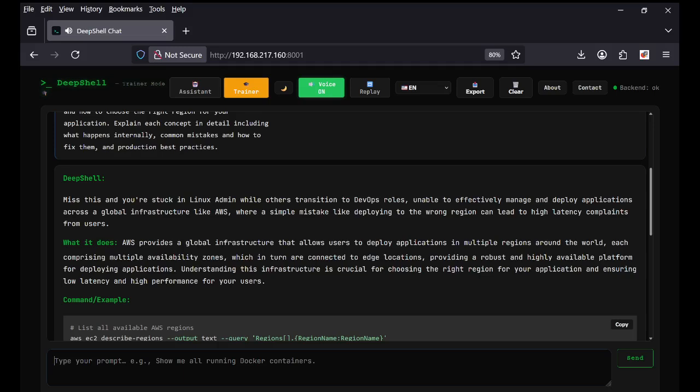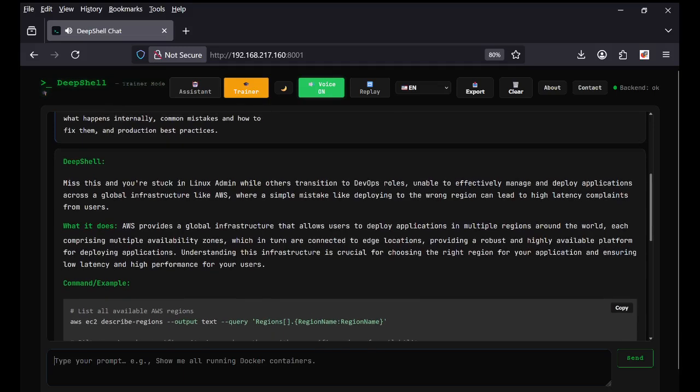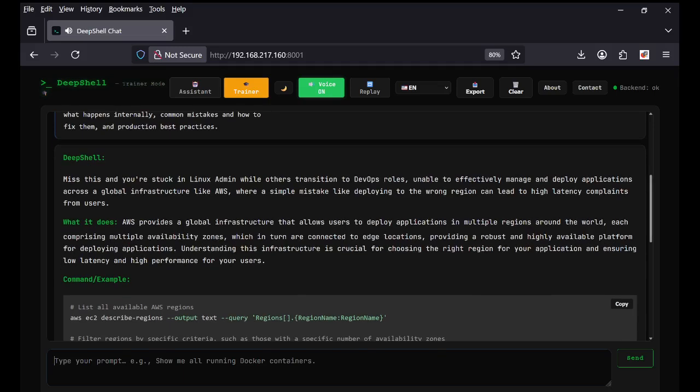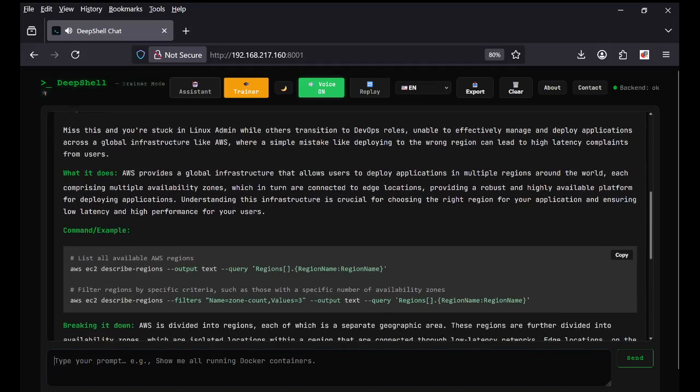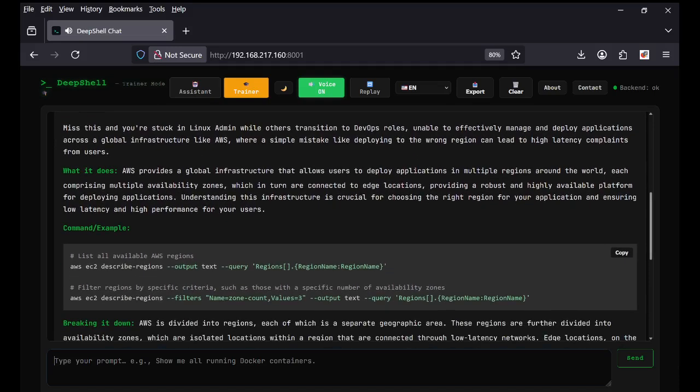What it does: AWS provides a global infrastructure that allows users to deploy applications in multiple regions around the world, each comprising multiple availability zones, which in turn are connected to edge locations, providing a robust and highly available platform for deploying applications. Understanding this infrastructure is crucial for choosing the right region for your application and ensuring low latency and high performance for your users.